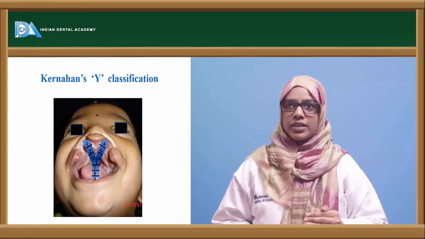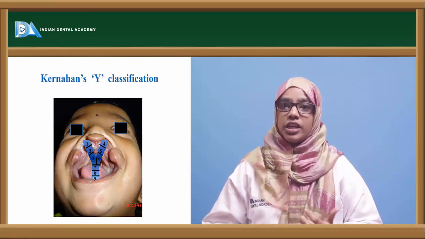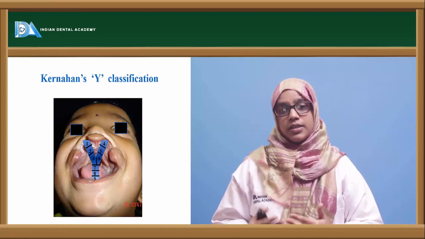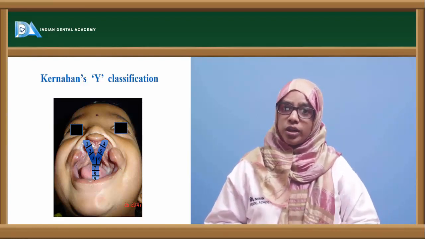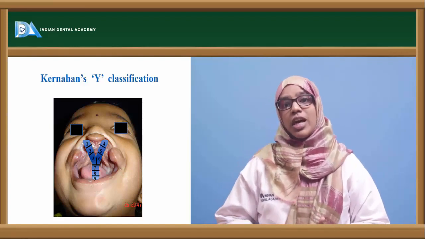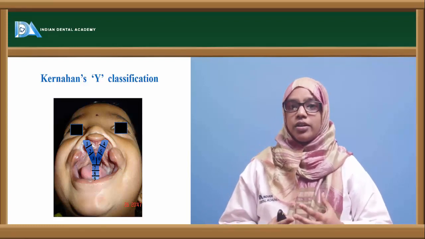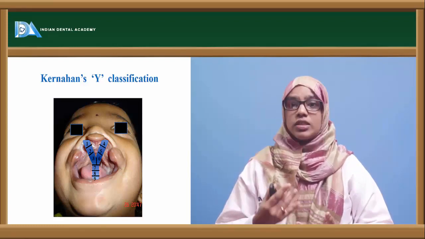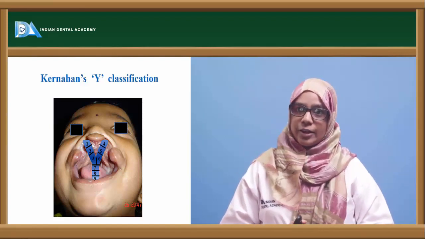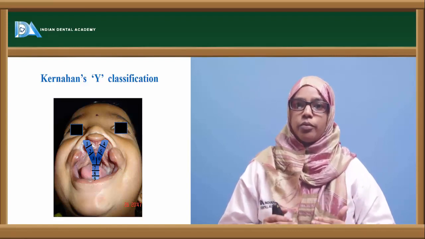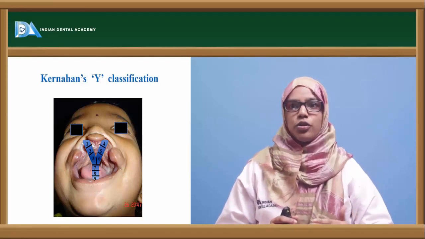Now Kernahan has given a Y type of classification by trying to explain different variations that can occur in case of cleft. Sometimes you might have an incomplete cleft lip, sometimes you might have a complete cleft lip and alveolus only without a palate, or in some cases you will have a complete cleft lip and palate, or just a split of the palate and uvula. So Kernahan has made an attempt to simplify these variations by giving a Y-shaped classification. What he has done is that he has divided the Y into different zones which correspond to specific anatomical regions and numbered them from 1 to 9.